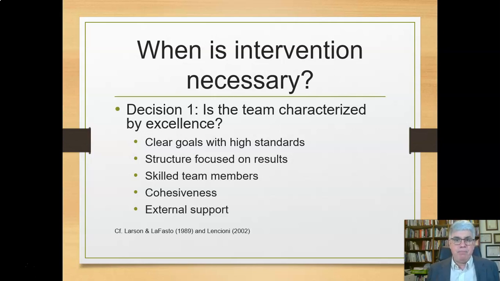Are there skilled team members? Do people have the necessary skills? Do they need training? Do we need new team members? How cohesive is the group? How well are people working together? Are they close to each other? Is there trust? And are we getting the external support from outside of the team that we need to function correctly? So, if all those things are yes, there's no intervention needed. The team's doing really well. Just keep going, doing what you need to do. You don't need to do any type of leadership intervention.